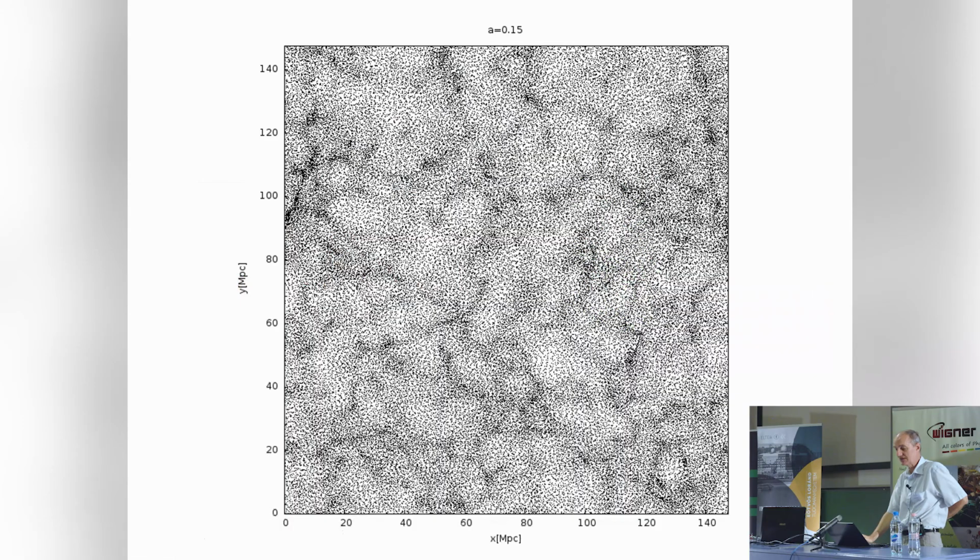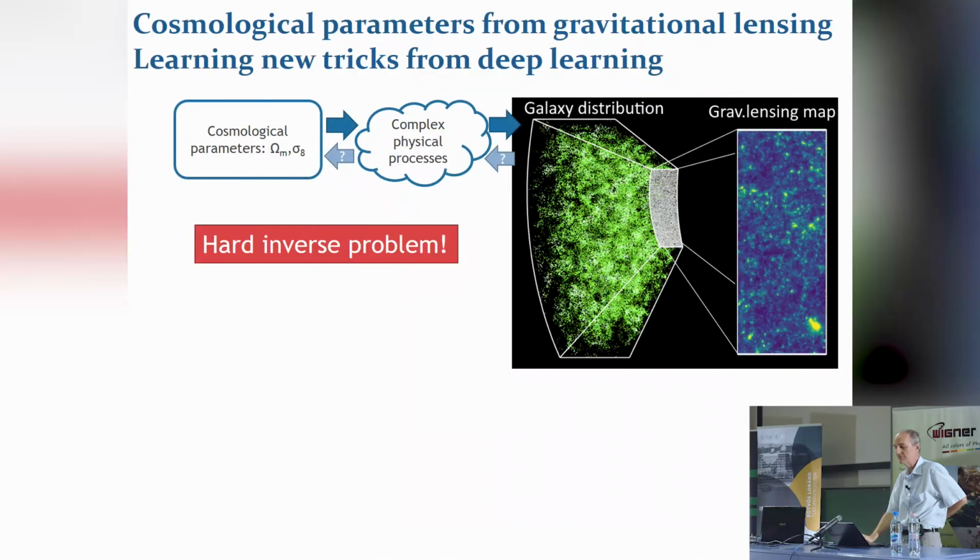But the tricky question is, so this is the simulation, okay? The tricky question is how to invert this, because you do not start with the cosmological parameters, the Big Bang, but you know this picture and you want to infer back. So it's a hard inverse problem, and hard inverse problems are usually not easy to handle by math, and that's a problem.